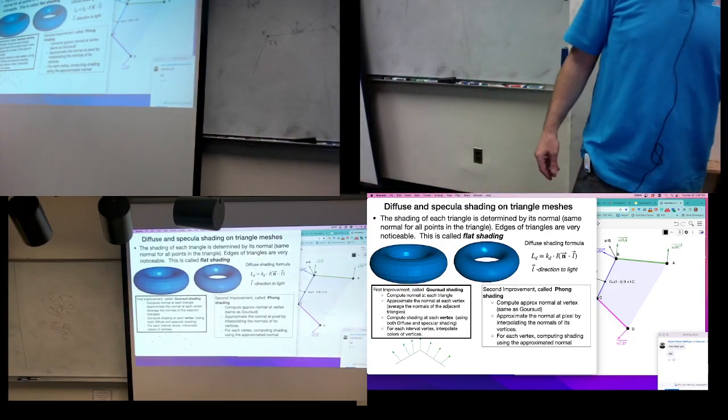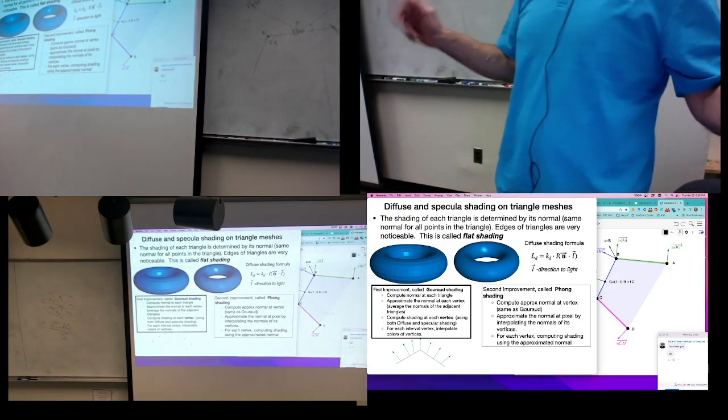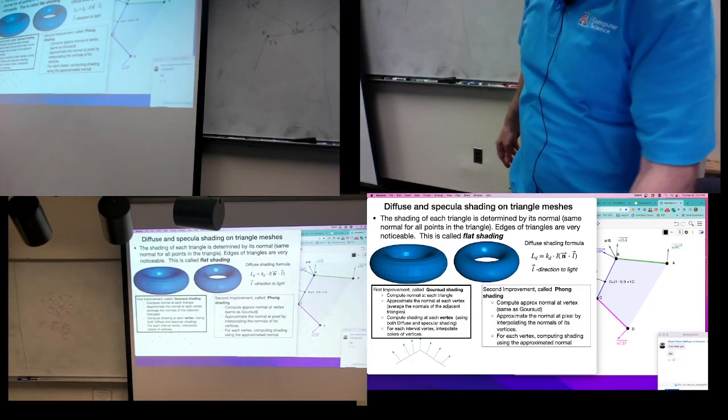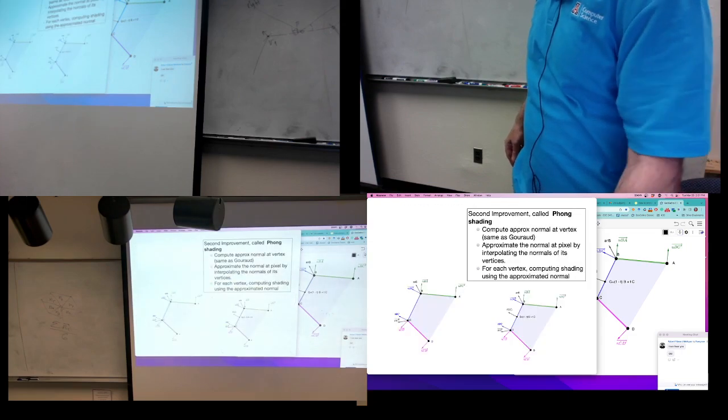Questions? Classical example for a final midterm: differences between Gouraud and Phong. Advantage, disadvantage.